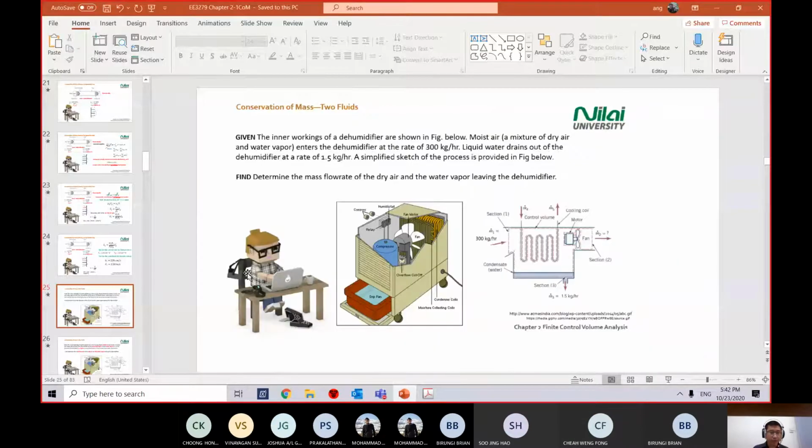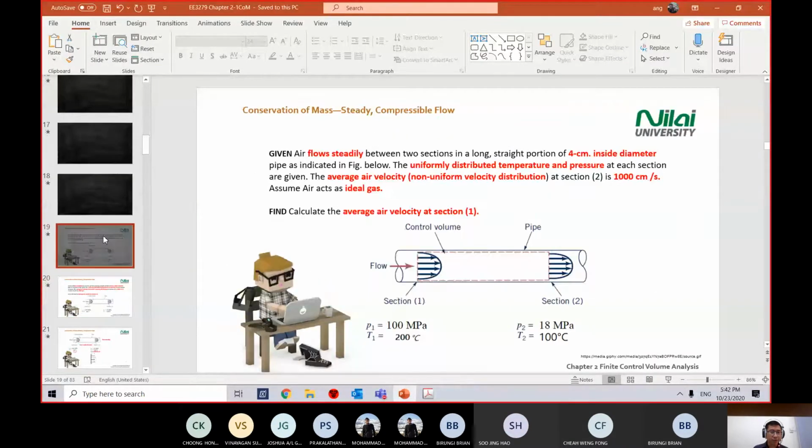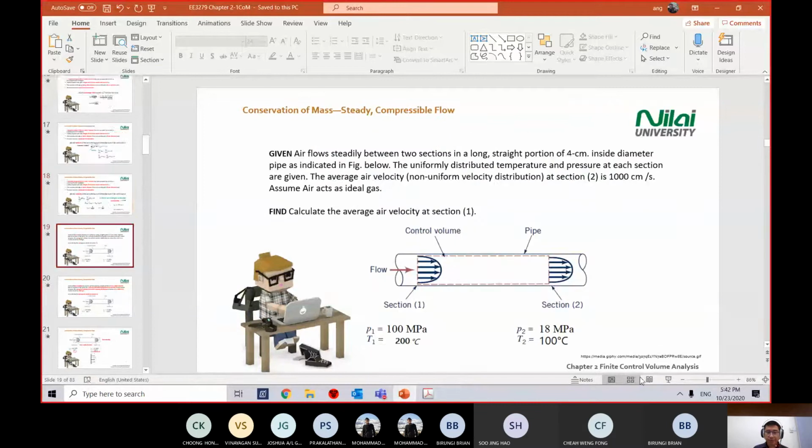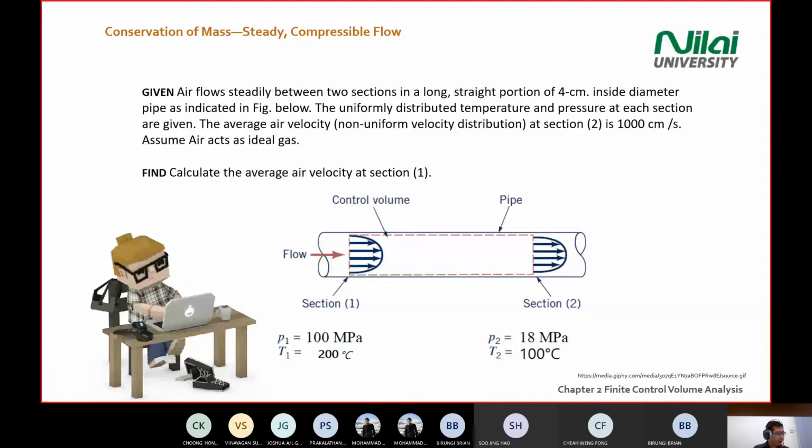All right, let's look at question 4. Now look at your tutorial question, question 4. You're given a statement, always you'll see a statement. Airflow steadily between two sections, and given a diagram there. It's a long straight portion with 4 cm. Again, this one is a trap for you. If you're not careful, you straight away use 4 cm already. Remember to change to SI units.